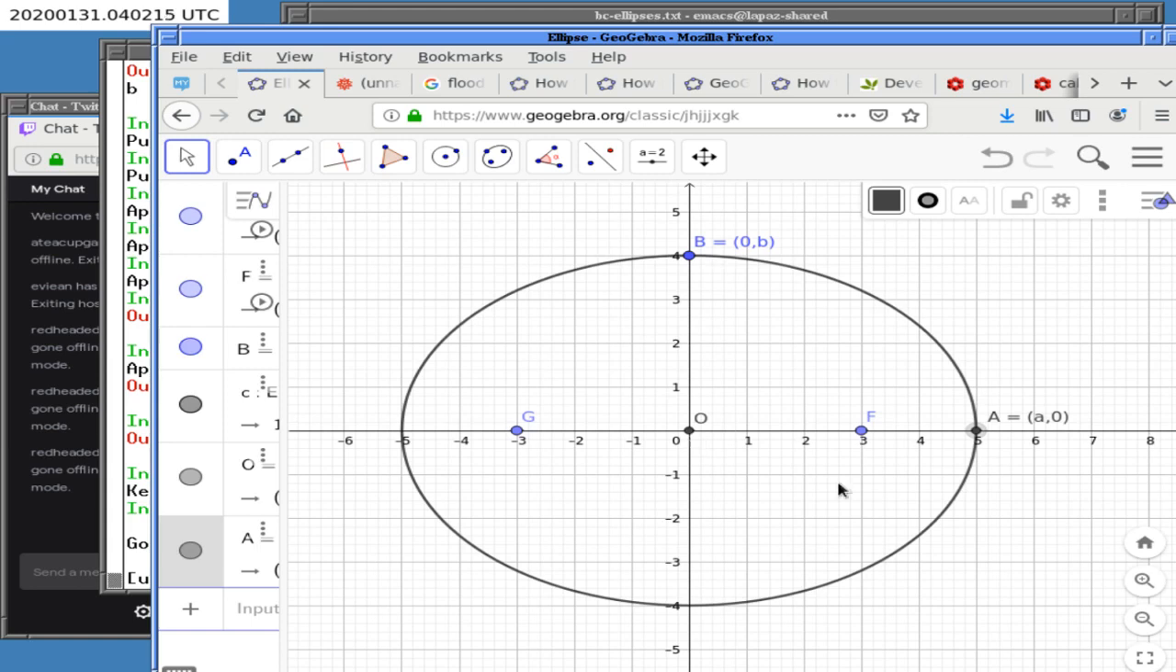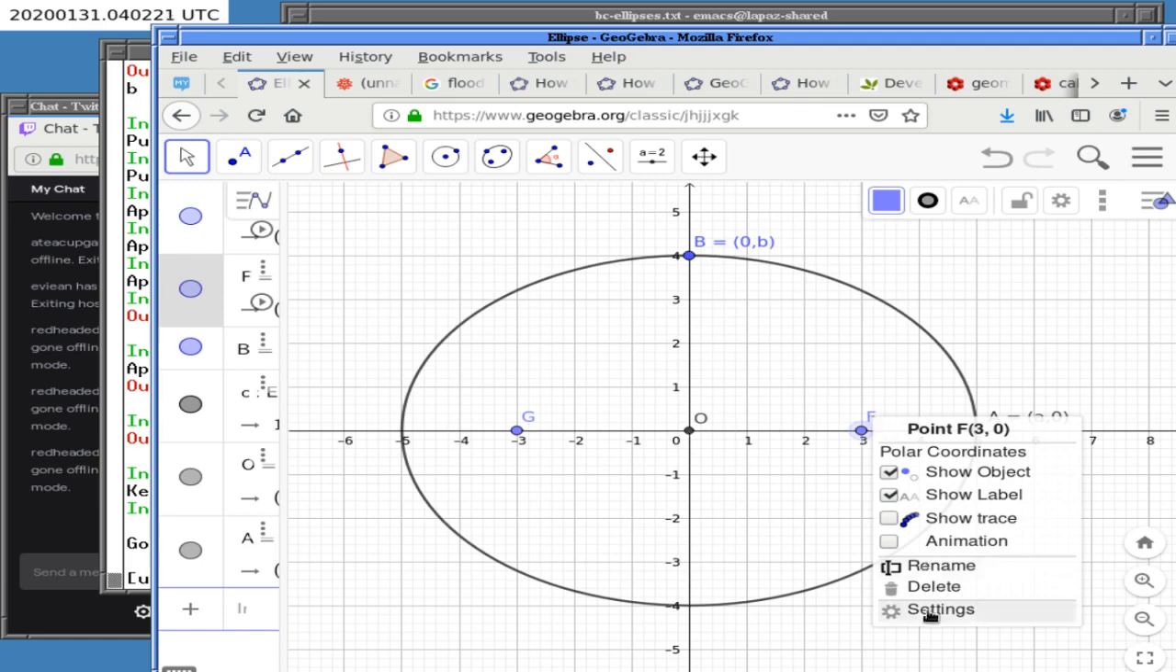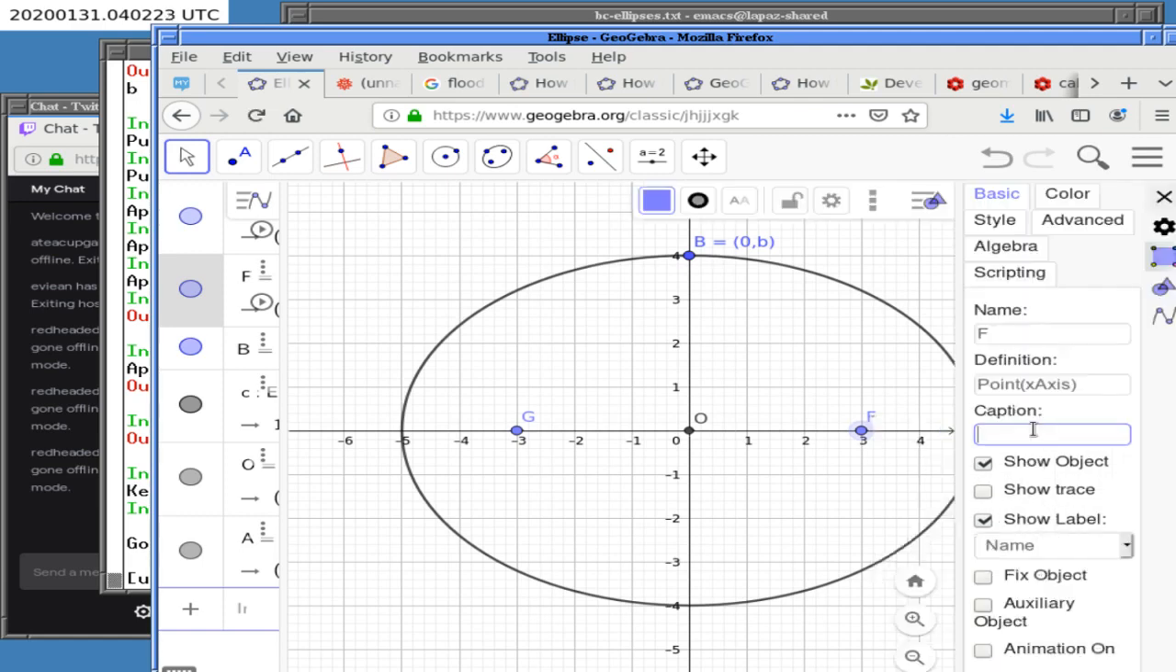And I guess I'm going to say, I know this is going to be a bad idea, I'm going to say F equals FO. So all we're doing is defining some points and some values.